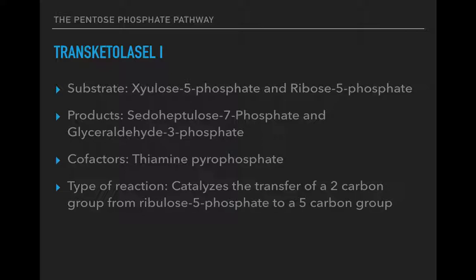Okay, these three enzymes that I'm about to go over are going to be important for the scrambling phase. So the substrate is going to be xylose 5-phosphate and ribose 5-phosphate. The product is going to be sedoheptulose 7-phosphate and glyceraldehyde 3-phosphate. The major cofactor important for this is going to be thiamine pyrophosphate. And the type of reaction is going to catalyze the transfer of a 2-carbon group from ribulose 5-phosphate to a 5-carbon group.